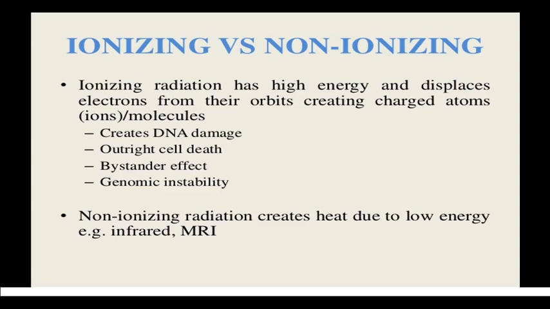But non-ionizing radiation creates heat in the body due to its low energy. So we can differentiate ionizing and non-ionizing radiation by the energy they possess. Ionizing radiation has high energy which is harmful to our body, and non-ionizing radiation creates heat due to its lower energy, like infrared, MRI, etc.